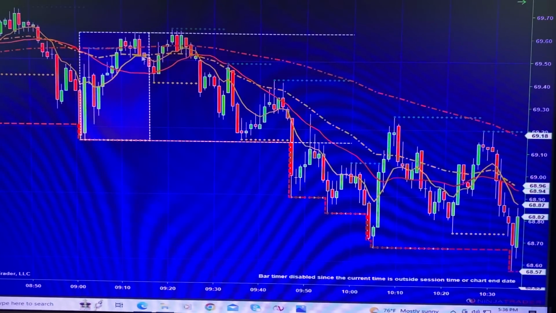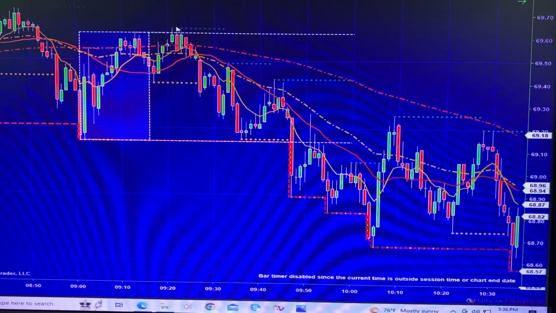So you may not have even taken this trade. The admin in the Discord group did not take this trade for just that reason. Now I take them because I can work my way out of the loss. I'm just being honest. I take the trade because I can work my way out of the loss.